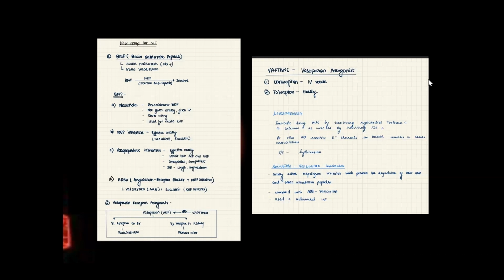Sacubitril-valsartan combination drug therapy: sacubitril is an orally active neprilysin inhibitor, which prevents the degradation of ANP and BNP and other vasodilator peptides. It is used in combination with the ARB valsartan and is used in advanced heart failure.